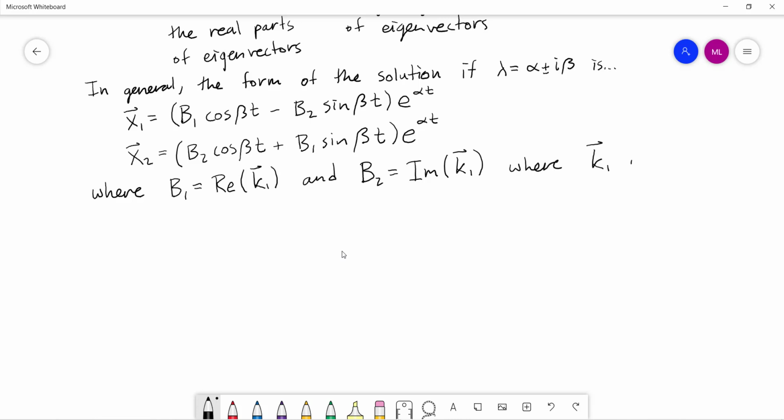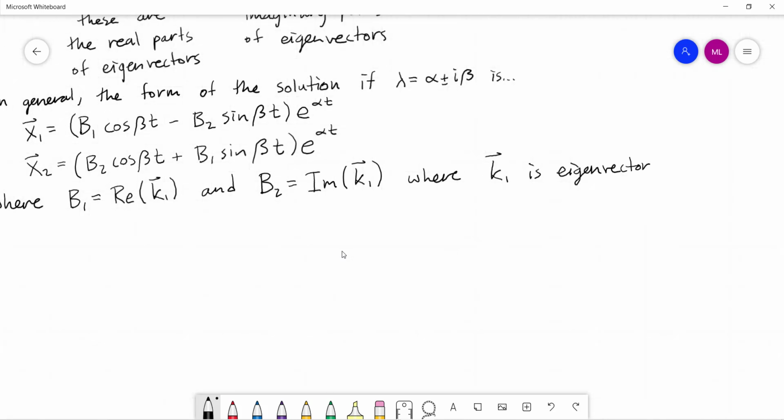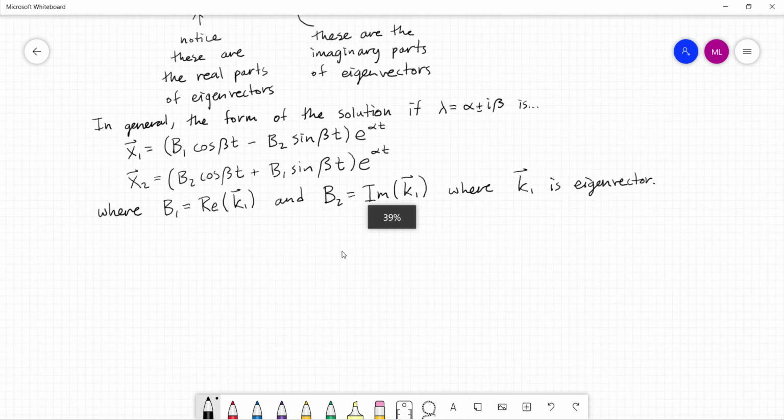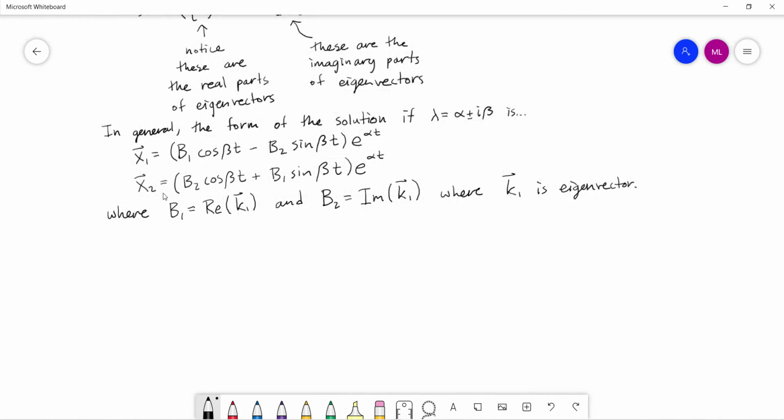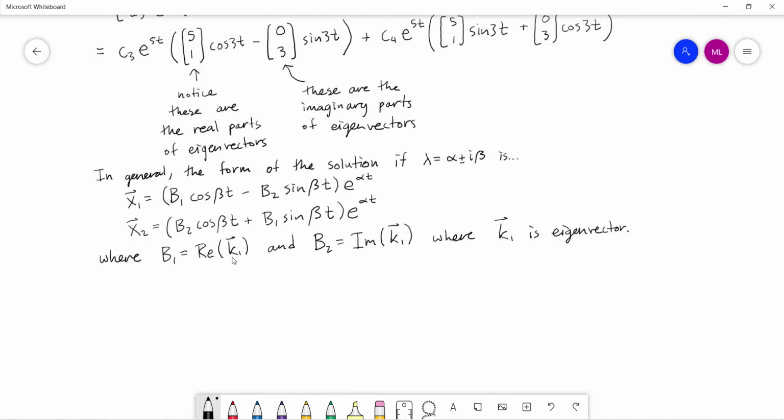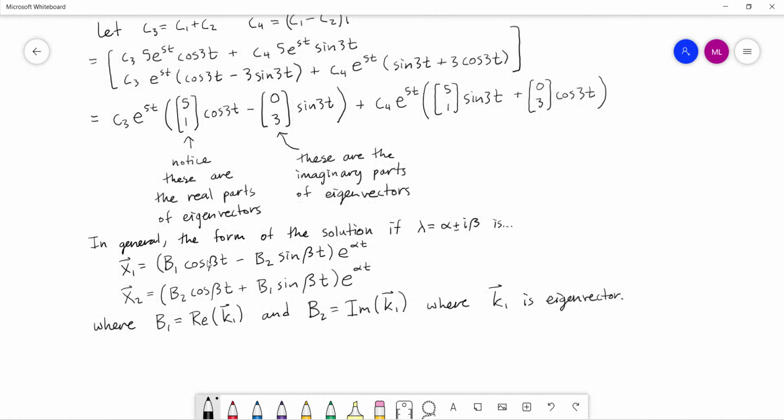So where k1 is the one eigenvector that we found. So we can jump straight to this form. For us, our x1 in this case would be the real part of the eigenvector. That was the 5,1. So we're going to have 5,1 times cosine of 3t, minus the imaginary parts, that was 0,3 times the sine of 3t, all times e to the alpha t, and alpha was our 5, so e to the 5t. So there, this whole piece from here to here takes the form of our x1 times some constant.